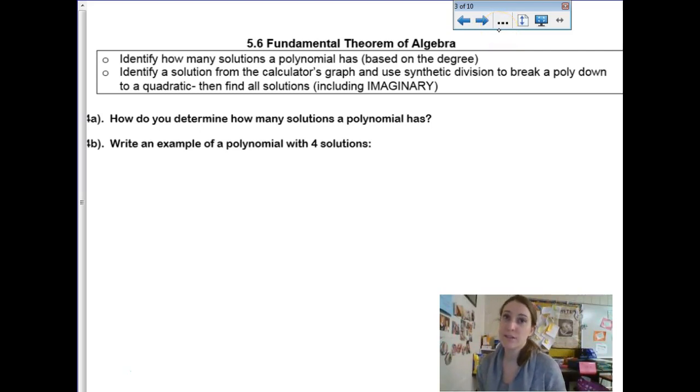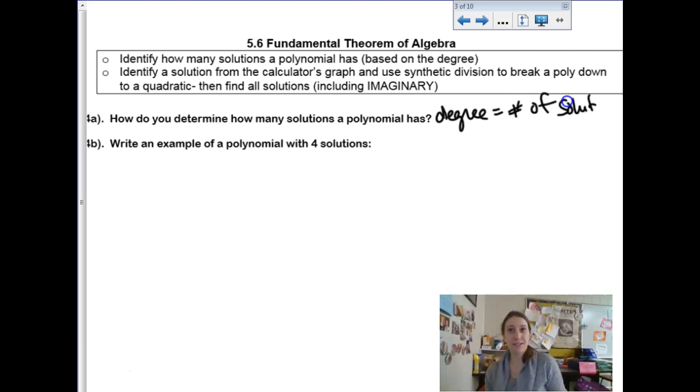Alright, so this is our first chance at testing out the fundamental theorem of algebra. I'm hoping not to have to test this one again, guys, so let's make it count. How do you determine how many solutions a polynomial has? Well, that's actually the whole point of the fundamental theorem of algebra. It's whatever the degree is. So the degree equals the number of solutions. Now, notice I didn't say unique or real or imaginary, just whatever the degree is, the highest exponent, that's how many solutions you're going to be finding. So write an example of a polynomial of 4 solutions.